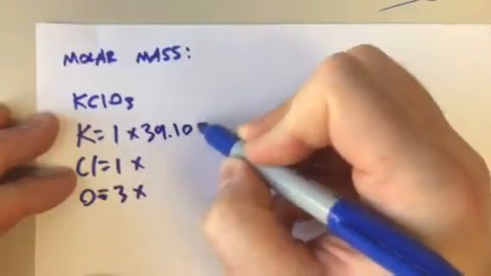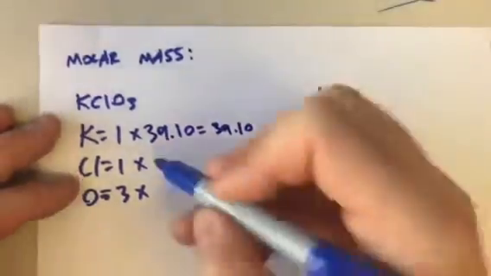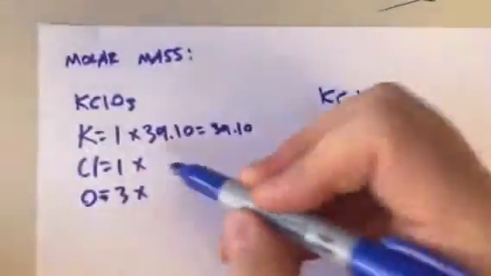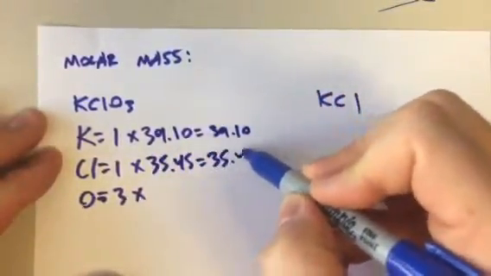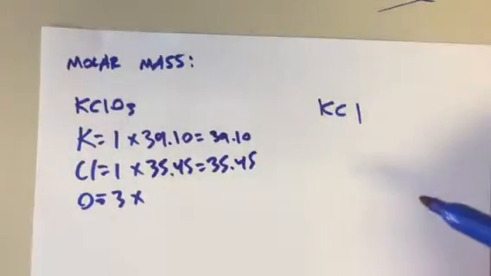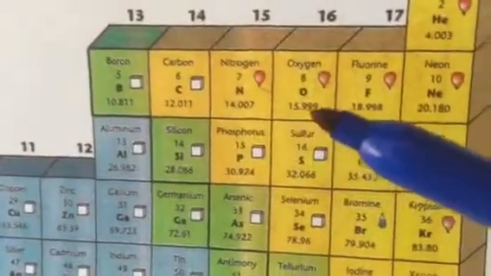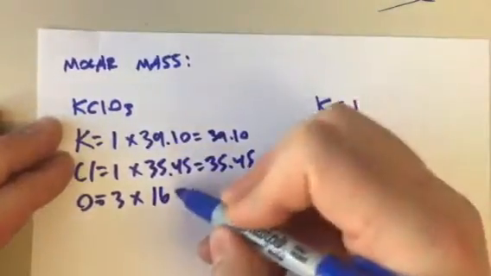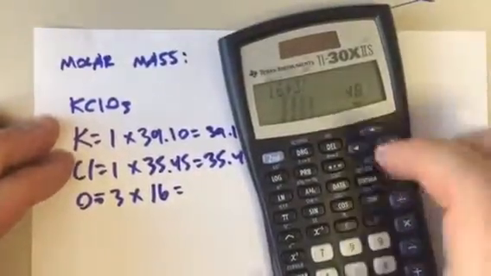39.1 or 39.10 times 1 is 39.10. Chlorine on the periodic table, rounded to the hundredths place, is 35.45, times 1, the same thing. Oxygen, I've always told you, always, always, always in this class, 15.99999 always rounds to 16. And because I'm terrible at math, quick calculation, 16 times 3 is 48.